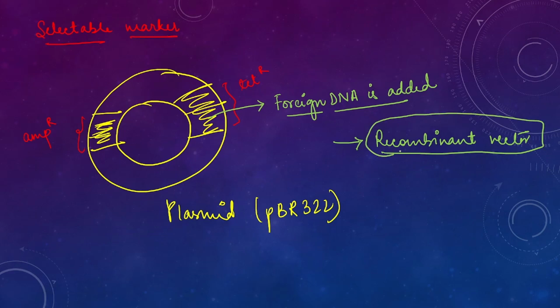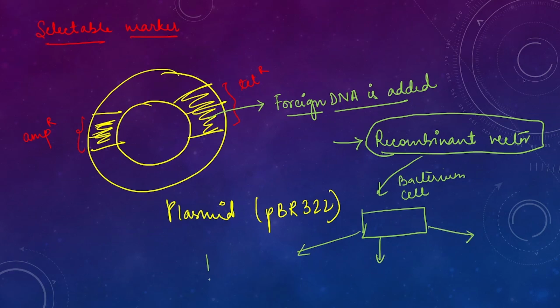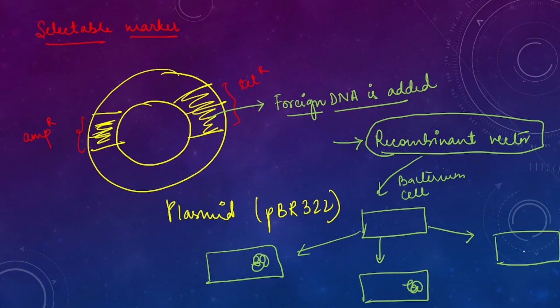Now there are three situations we need to understand. When this recombinant vector is inserted into a cell, any kind of bacterial cell, we have three options: 1, 2, 3. The first option is what? Let me draw all the cells. Now here, this is the new gene I have added here.